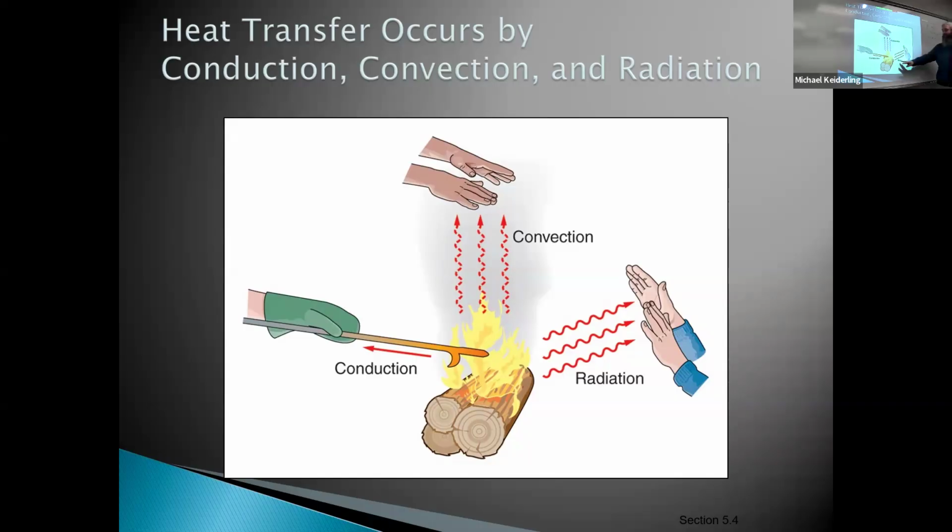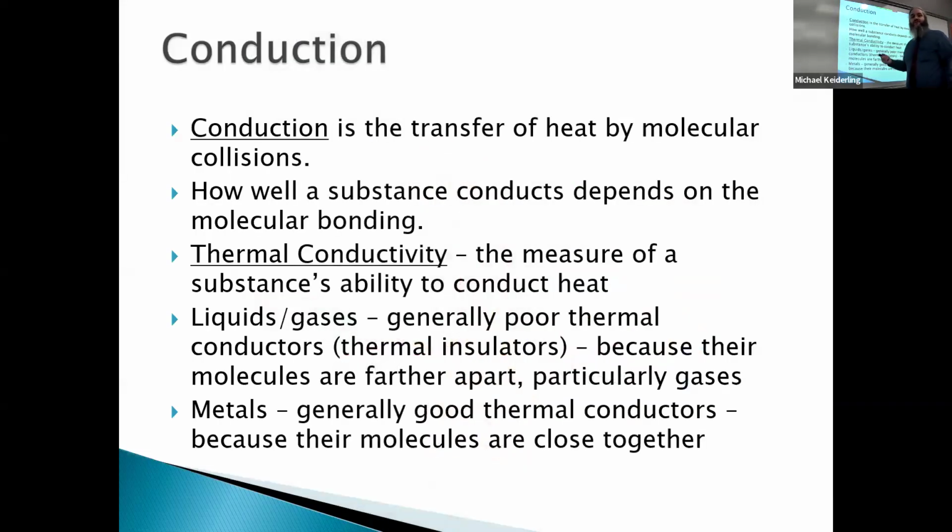So anything with a temperature will emit electromagnetic radiation, which can then be absorbed by other things. So conduction is the transfer of heat by molecular collisions, and how well a substance conducts depends on its molecular bonding and internal structure. So metals have a lot of stuff that can easily move, jiggling through them. So they conduct things very well.